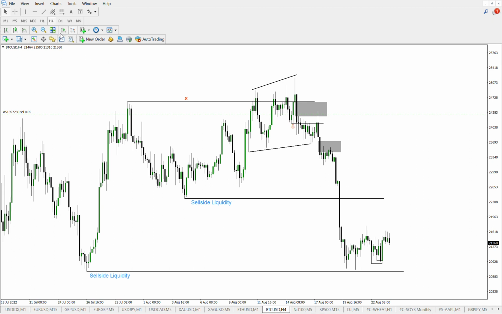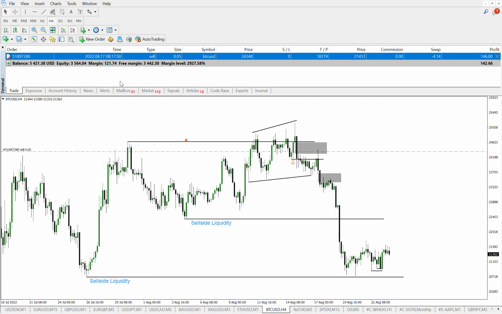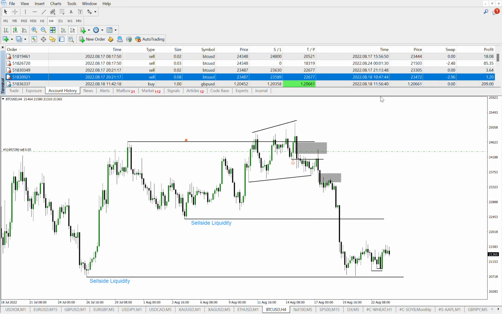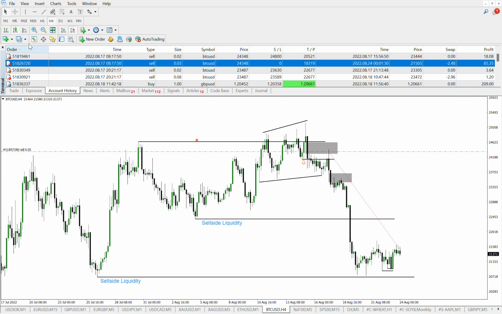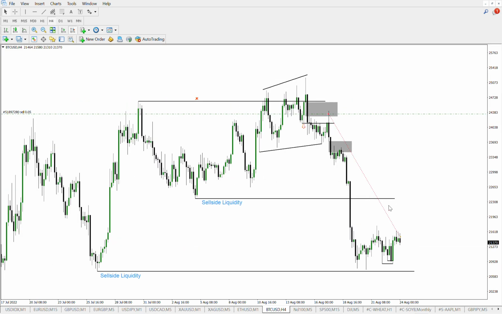So first things first, I've actually taken some partials on this trade here. So I'll just put that one on there for now. I took another partial below here, but we'll just leave this on the screen for now.